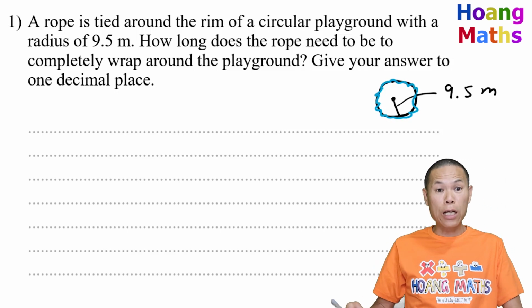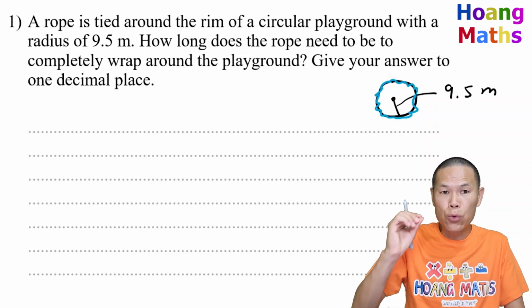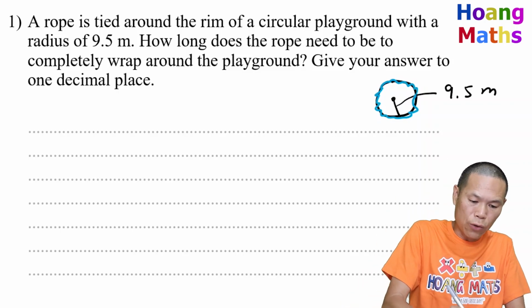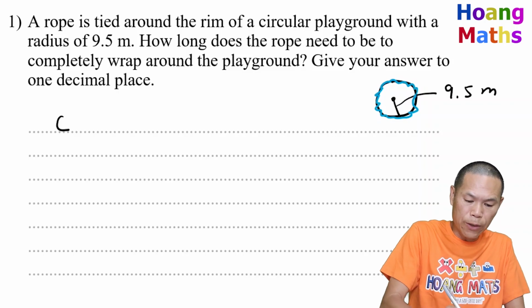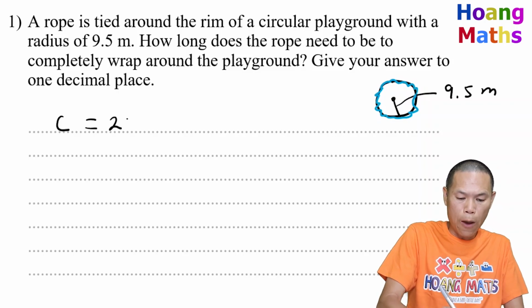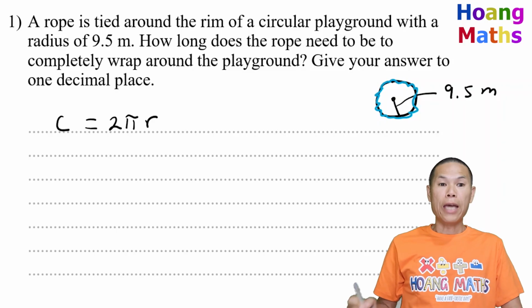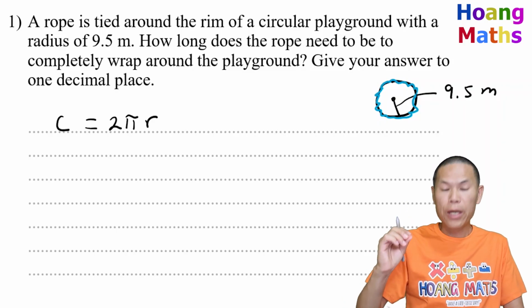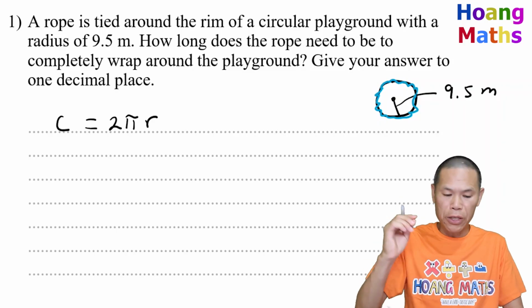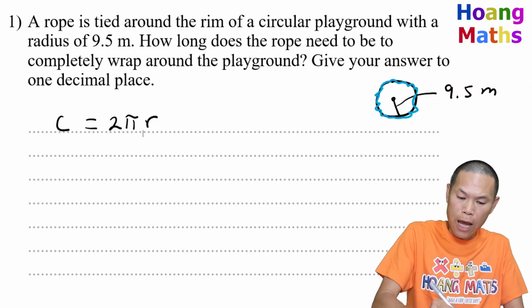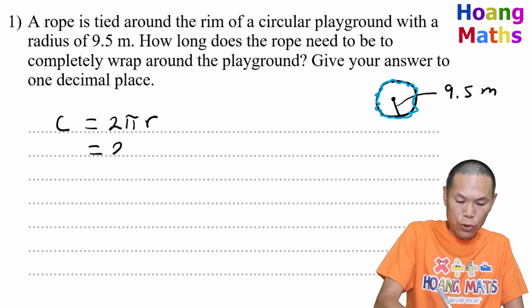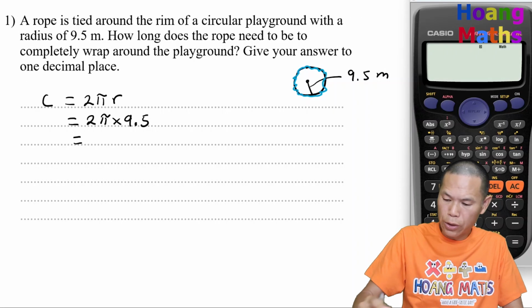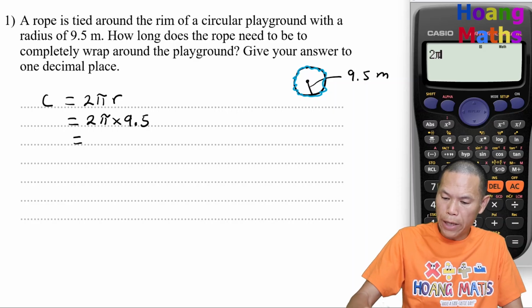We know that the circumference of a circle is 2 pi r. Let me just write this down. Circumference is 2 pi r, and the radius of the rim is 9.5 meters, so that means r is 9.5. So this means 2 pi times 9.5. So just go 2 pi times 9.5.